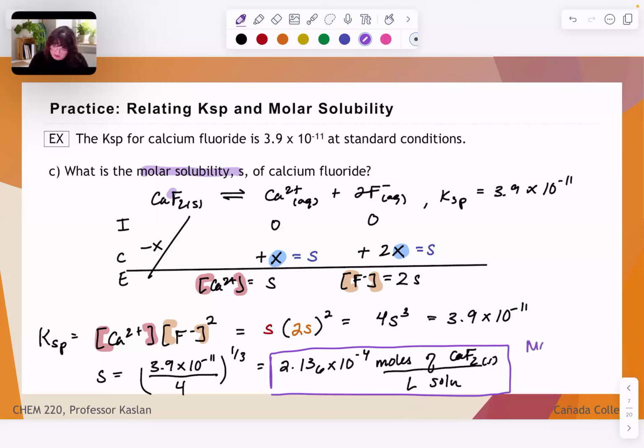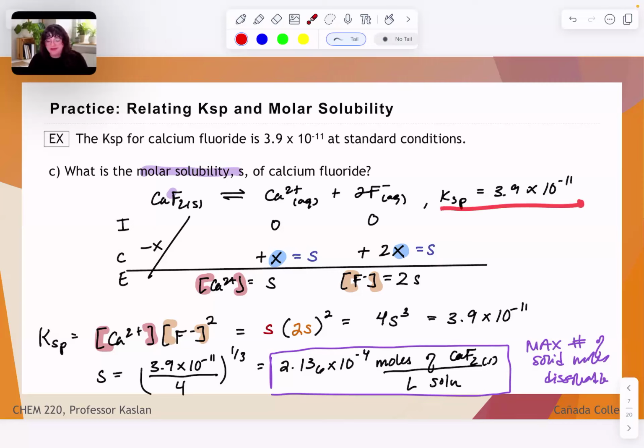This is our max number of solid moles dissolvable. Looking at this quantity, right? Pretty small amount of moles dissolvable, but that makes sense when you think about the value of K. K is very, very small. So this equilibrium does not have a large value, meaning there should not be large quantities of ions in my saturated solution. I'm not going to dissolve that much.